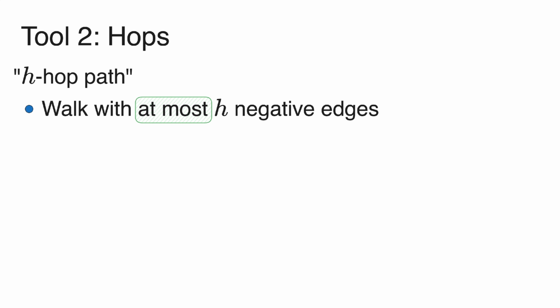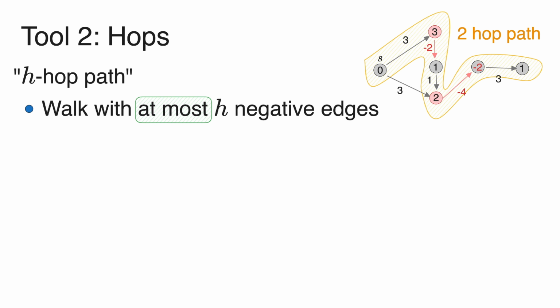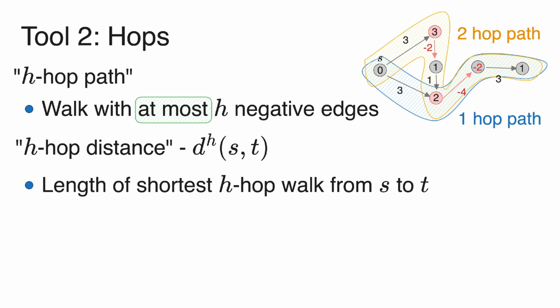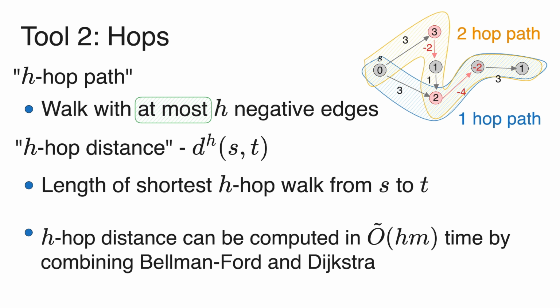How can we compute price functions? We need some tool called hop distance. One H-hop path is a walk with at most H negative edges. So in this graph, this path is a 2-hop path, and this path is a 1-hop path. We can define H-hop distance as the length of the shortest H-hop walk from S to T. And this distance can be computed in Õ(H·M) time by combining Bellman-Ford and Dijkstra. So basically the running time is the number of hops times the size of the graph.